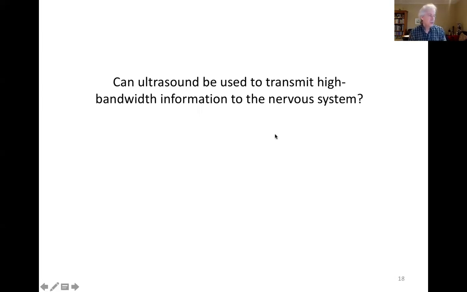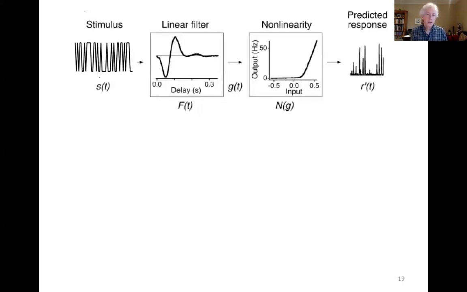Okay. So even though this is sort of a proof of principle, we'd like to know whether ultrasound can really be used to transmit high bandwidth information. Can it really be used to generate those patterns of spikes in the same way that we saw with the visual stimulus? So the way we did that was to use a standard technique that we've used to understand visual stimulation: to give a randomly varying, what's called white noise stimulus, collect the spikes that come from this white noise stimulus, and build a model of how the retina is activated over time by the randomly flickering stimulus. And that model includes two parts.